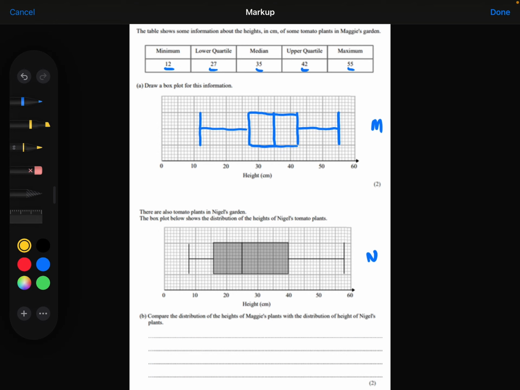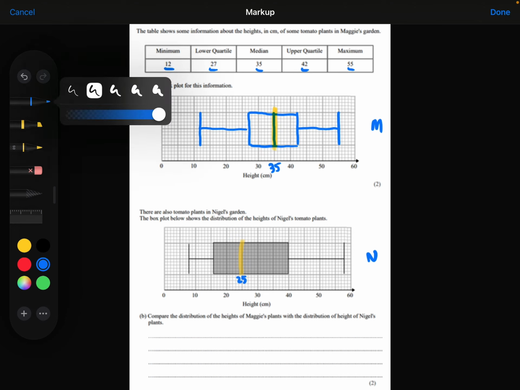So first of all, let's compare their medians, the average size of their tomato plants. I can see that the median for Maggie is 35, the median for Nigel is only 25, which means that Maggie's plants are heavier on average.